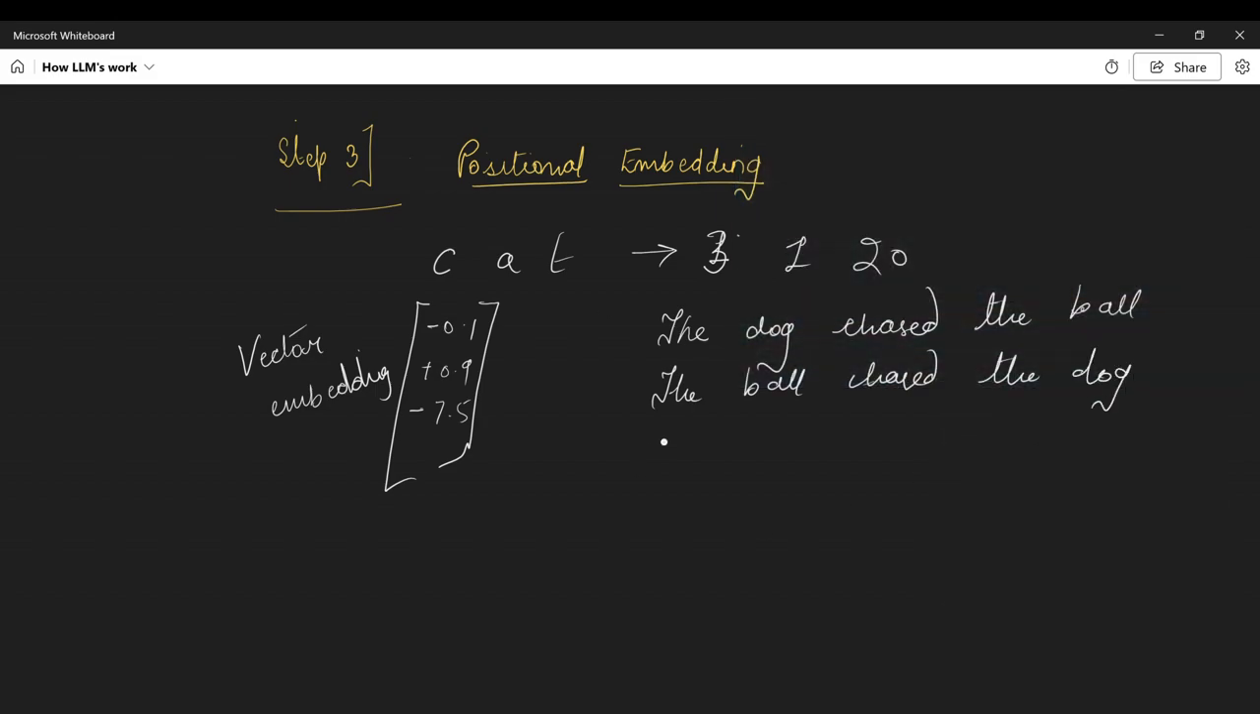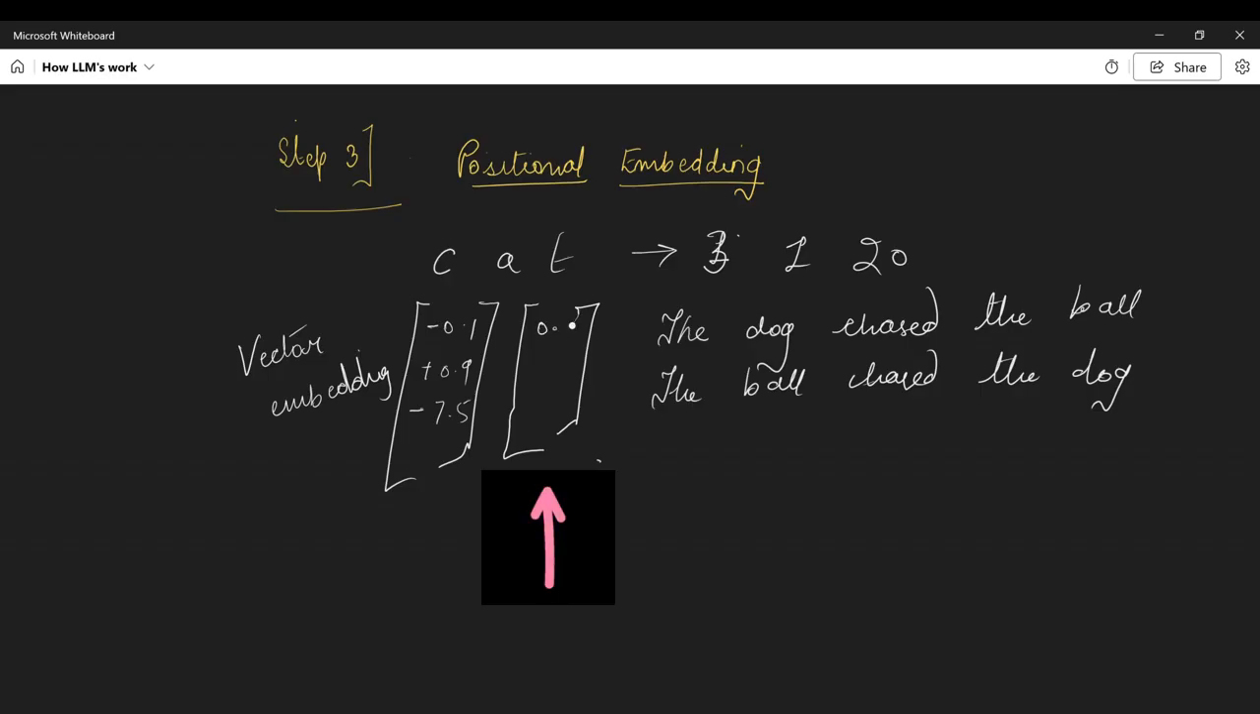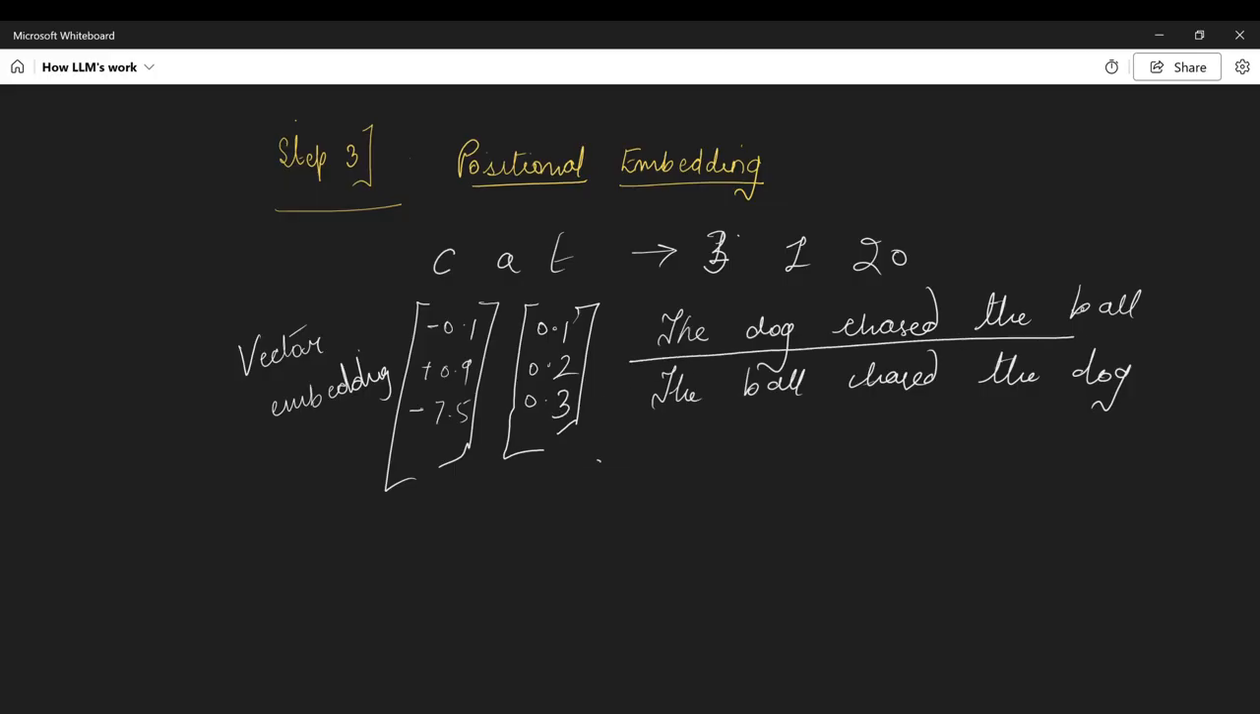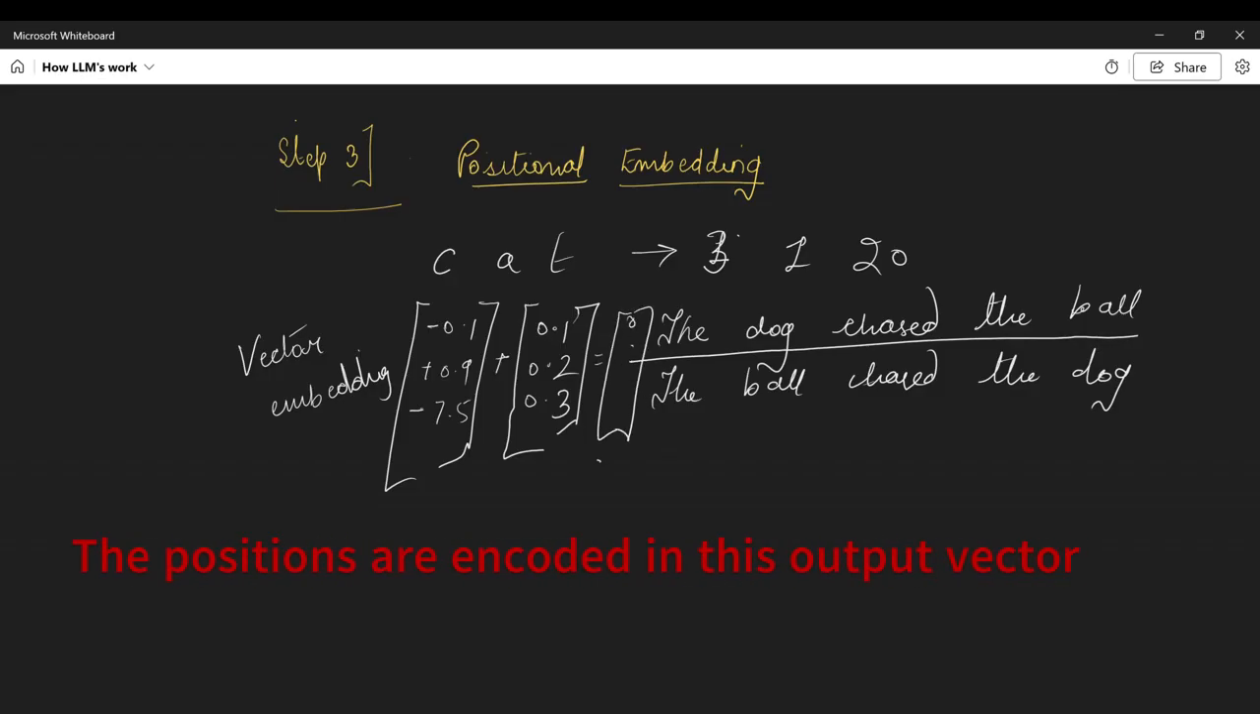So the solution given by the transformer is that to these vectors they add another matrix which gives the position of the particular word. So when we do some mathematical calculations, the final output which we get after multiplying it with the positional embedding is a proper sentence.